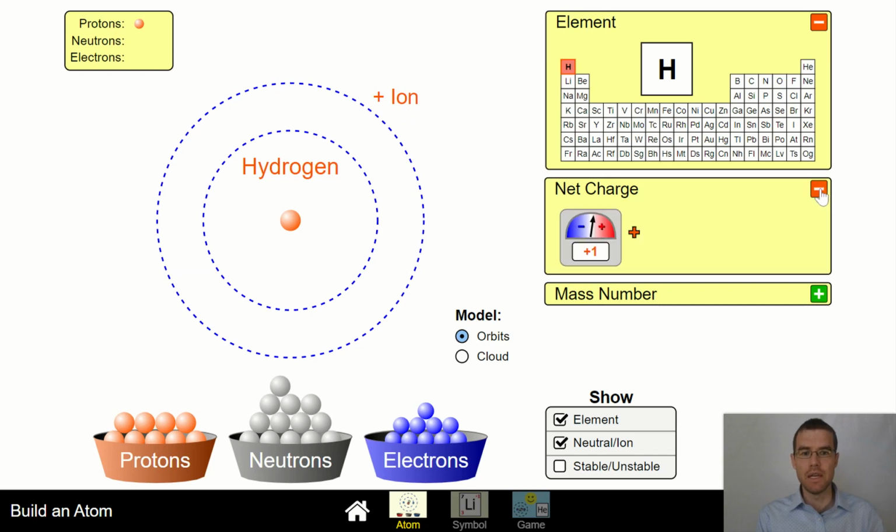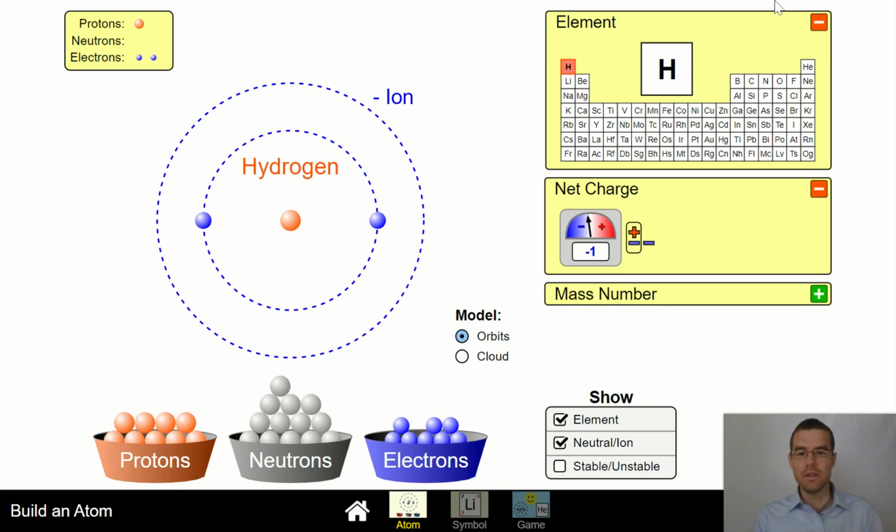And so I'm going to open up this net charge. We can see that we've got a 1 plus charge, or a positive charge, there. If you gain an electron, then if you have the same amount of positive and negative, you're going to have a charge of 0, or no charge. If you gain another electron and you have one more electron than you do protons, you'll have a negative charge.